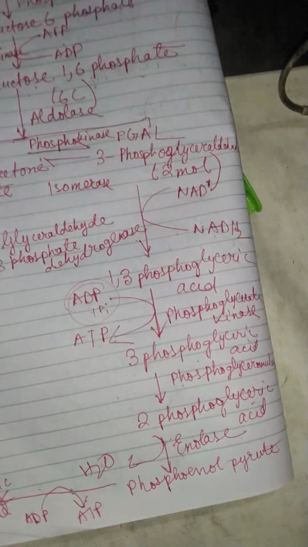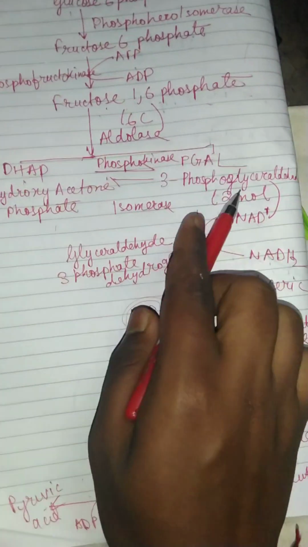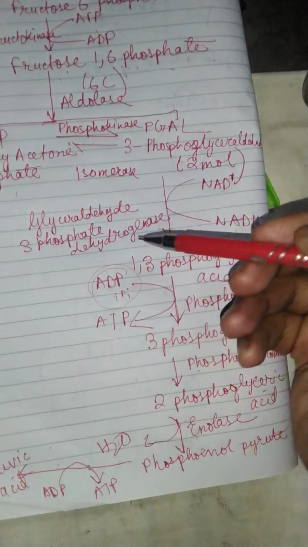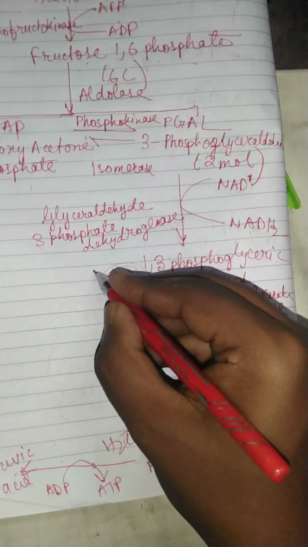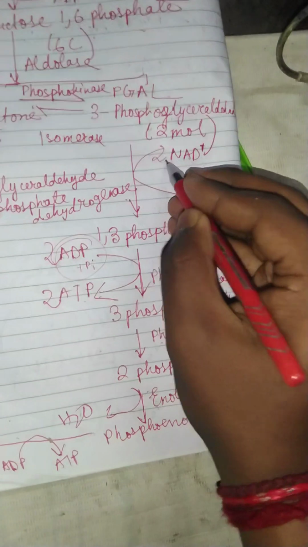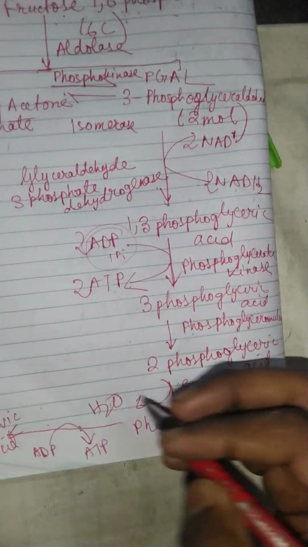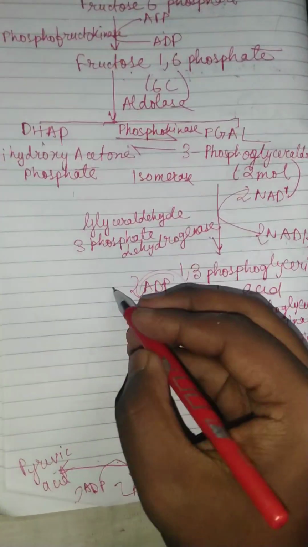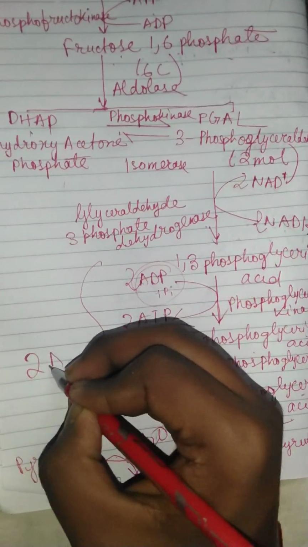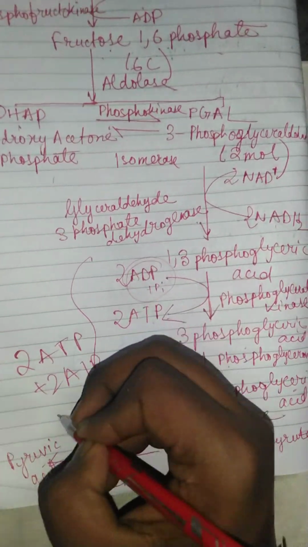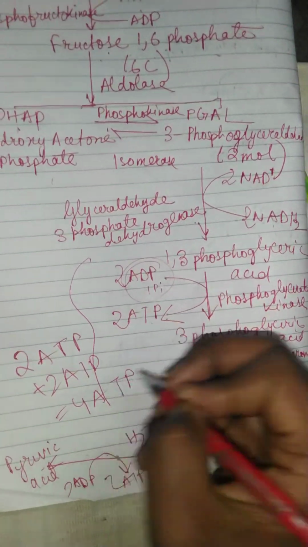Now keep in mind that I have already said that it is converting to this one, so 2 moles. 2 moles means everything we will multiply by 2. That means 2 ADP is forming 2 ATP, 2 NAD plus is forming 2 NADH2, and 2 ADP is forming 2 ATP. That means in this particular step, total 2 plus 2 ATP is formed, that means 4 ATP is formed.